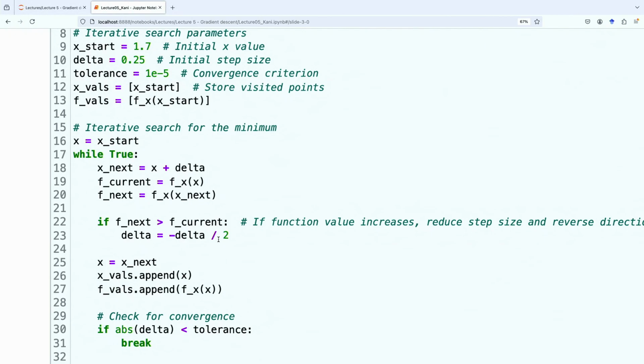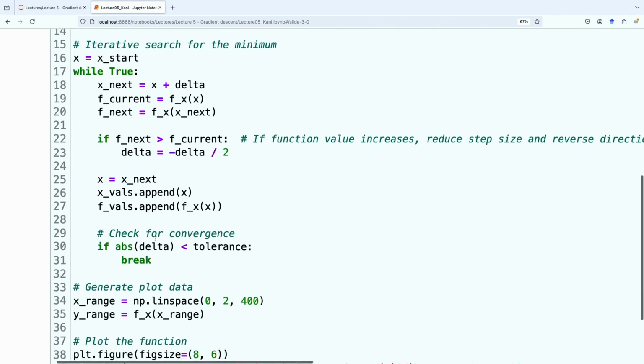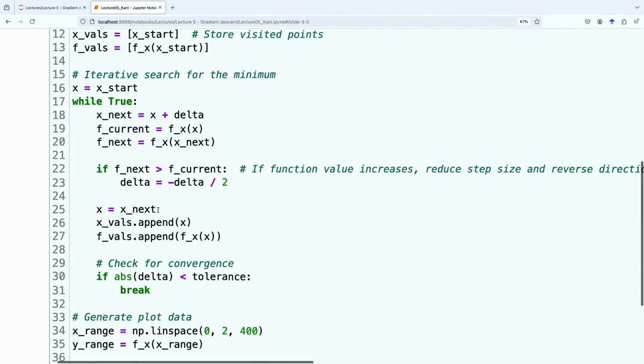So if the function increases, clearly the delta we're taking, which is always positive in this case, was a mistake. If the function is increasing with the change in delta, then we made a mistake. We're going to go the reverse way. Okay? And then we go on, and so on and so forth.